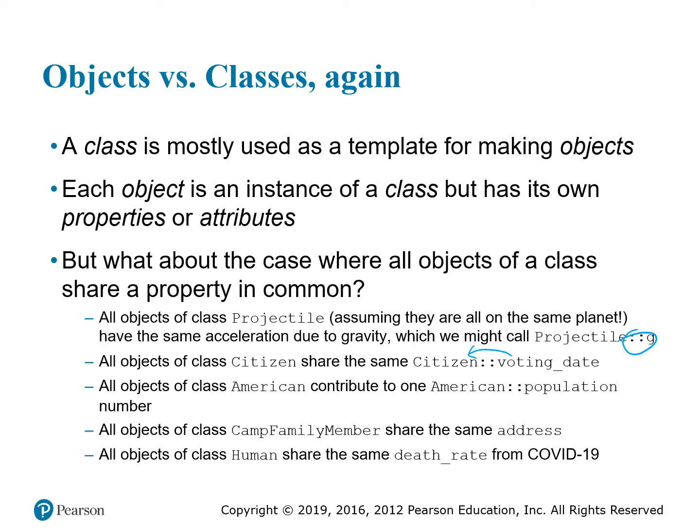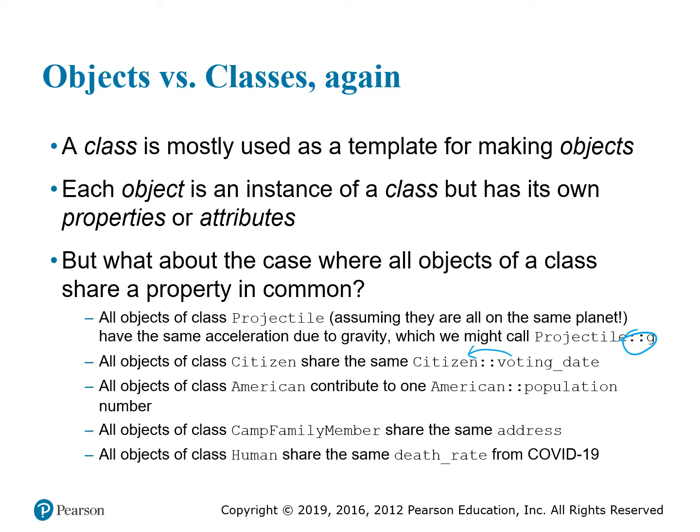Some other examples. All objects of class American contribute to one population number. So if you want to have each person be able to reference the American population, there's no reason to have that as a separate variable for each person. Each person does not have their own population. So that keeps track of the entire population of American objects.